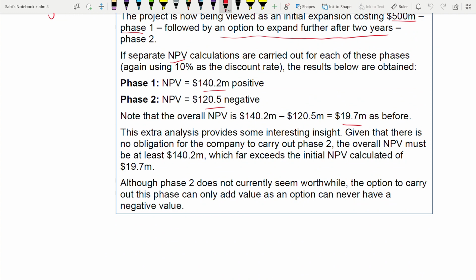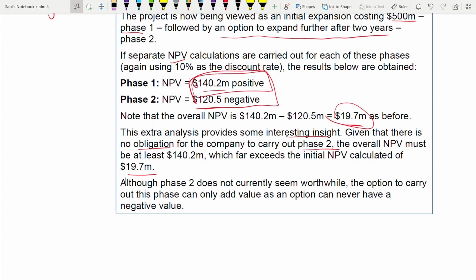But even if it's 19.7, rather than going just by this 19.7, it's better to break it down into phases 1 and 2. Why? It gives an interesting insight. If there is no obligation for the company to carry out phase 2, then the overall will be 142.2, which is positive, right? And it exists, 19.7.